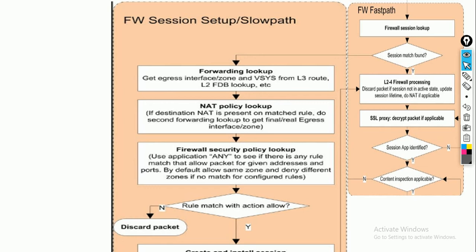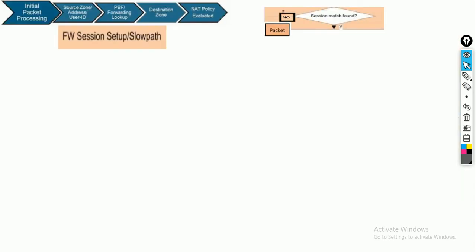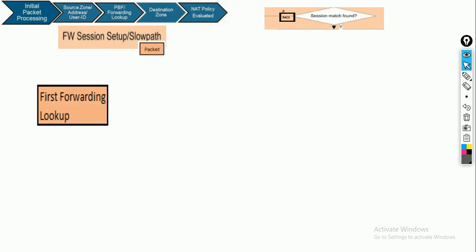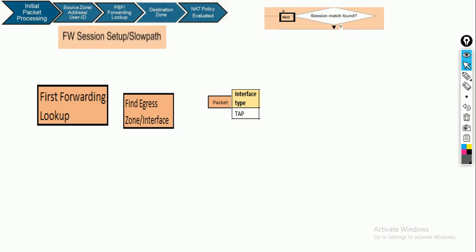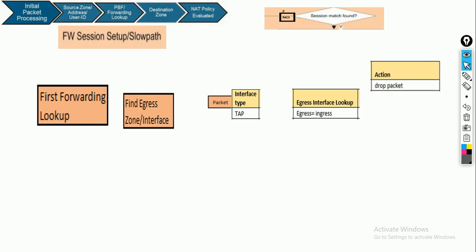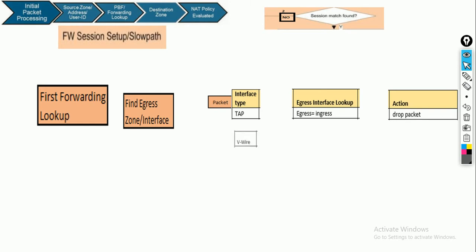Again, this diagram I'm showing just to remember it in your mind. Again, the packet will go to the slow path. Then the first step is the forwarding lookup. Forwarding lookup is happening to find the egress interface. So the egress interface will be found on the basis of certain criteria. How will it do that? There is an interface type. If it is a tap interface, then we know egress is equal to ingress interface. This we will configure, then you will come to know. And the action here is to drop the packet. So it found in the forwarding lookup that ingress is equal to egress, and drops the packet.